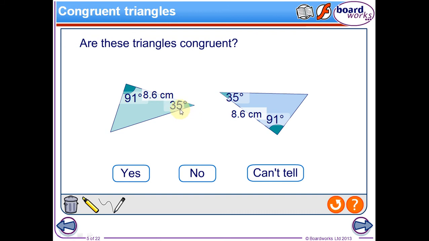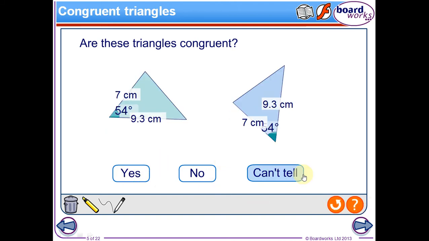This one, okay, we have two angles here, 91 and 35, 91 and 35, and 8.6 in between, so it's yes. Okay, guys, I think I need to continue now. I don't need to waste my time with this again. The included angle here is 54 and 9.3. So, okay, let's just continue. Let me go to the next one.